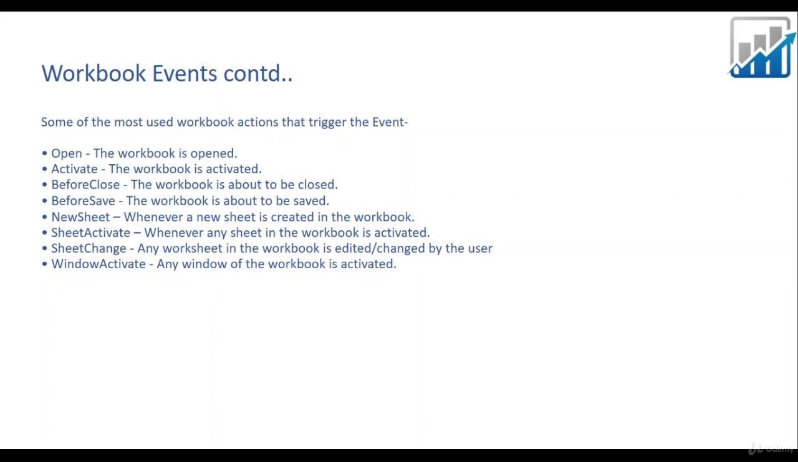Before Close, that is when you are about to close the Excel file. Before Save, when you are about to save an Excel file. New Sheet, whenever a new sheet is created in the workbook. Sheet Activate, whenever any sheet in the workbook is activated. Sheet Change, when any worksheet in the workbook is edited or changed by a user. Window Activate, when any window of the workbook is activated. So you've got these different types of workbook actions and events corresponding to them. Now you can add VBA programs to them and use these events to achieve some objective.